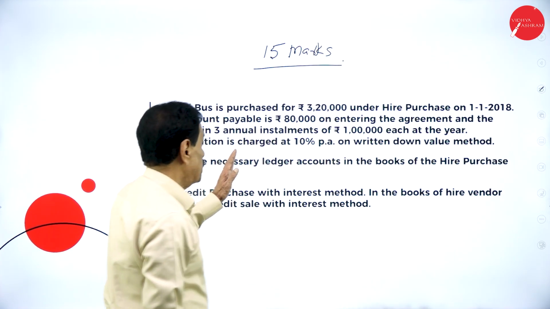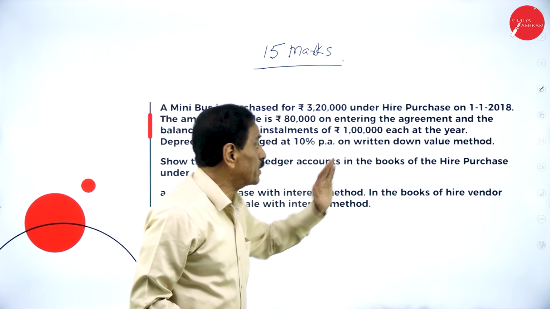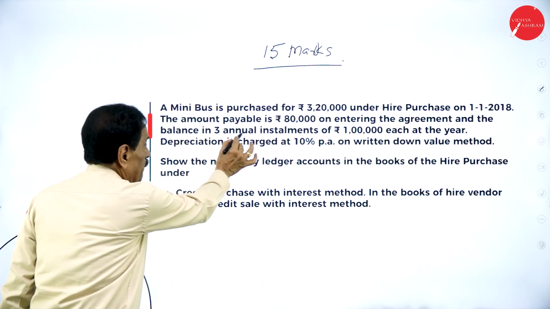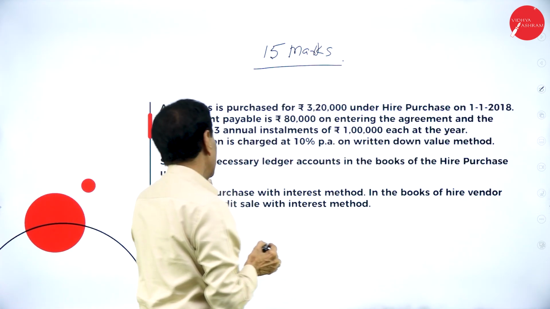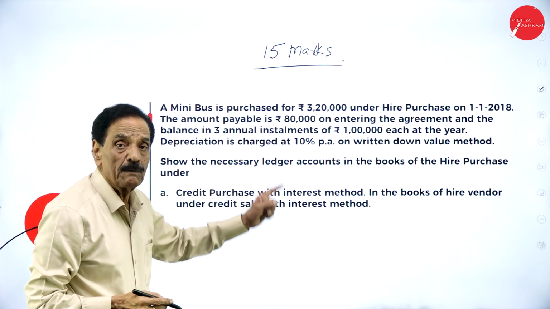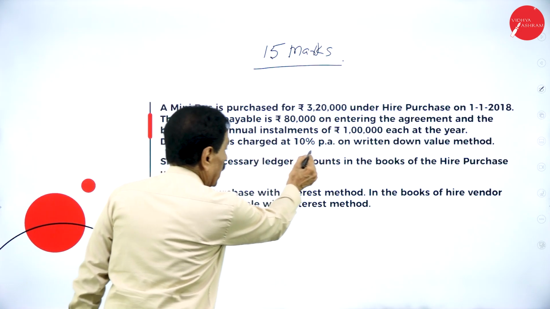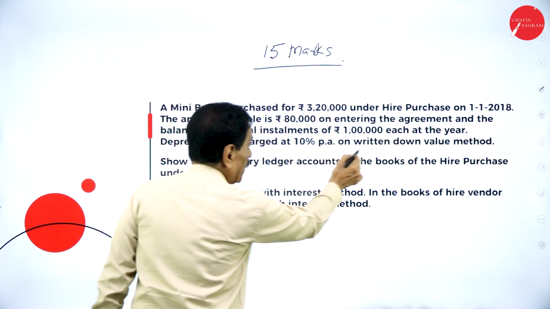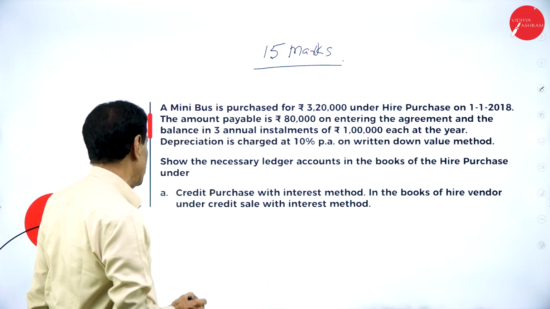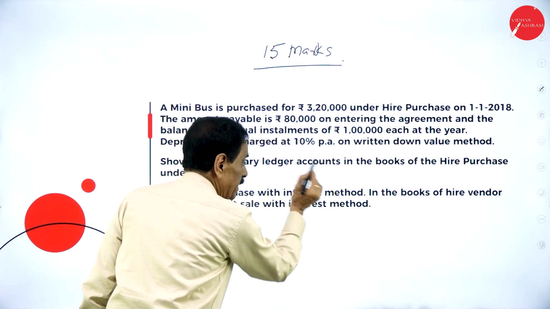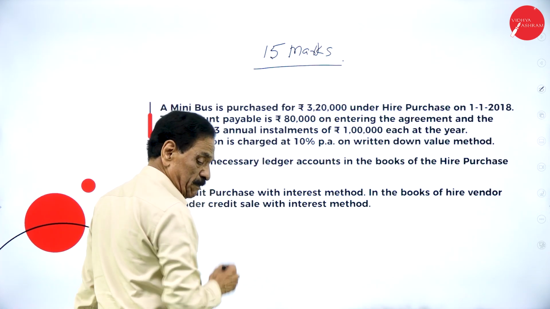A minibus is purchased for rupees 3,20,000 under hire purchase on 1/1/2018. The amount payable is 80,000 on entering the agreement, and the balance in 3 annual installments of rupees 1 lakh each at the end of the year. Depreciation is charged at 10% per annum on written down value method. Show the necessary ledger accounts in the books of the hire purchaser under credit purchase with interest method, and in the books of the hire vendor under credit sale with interest method.